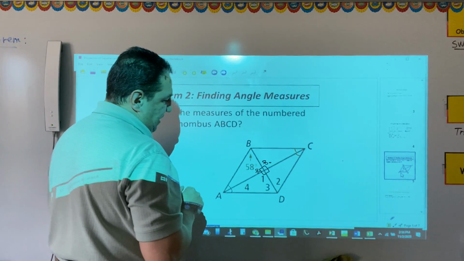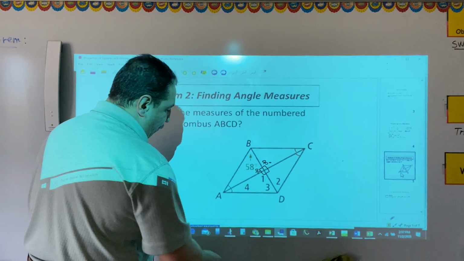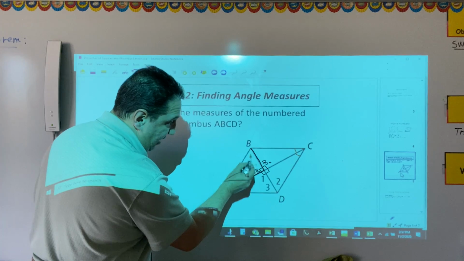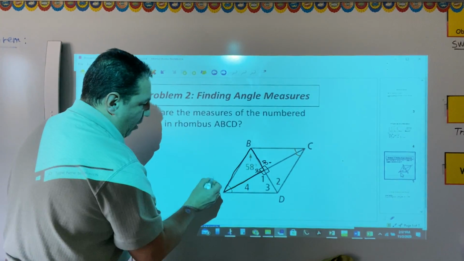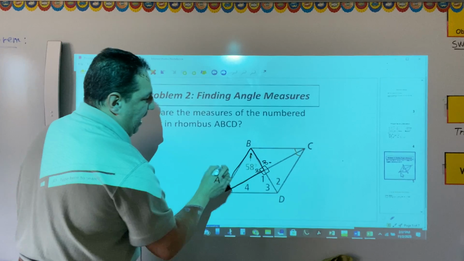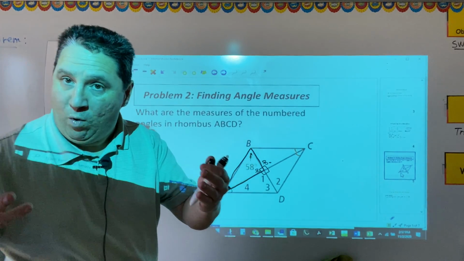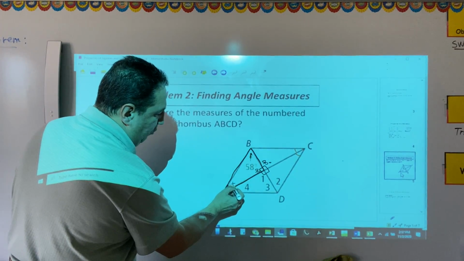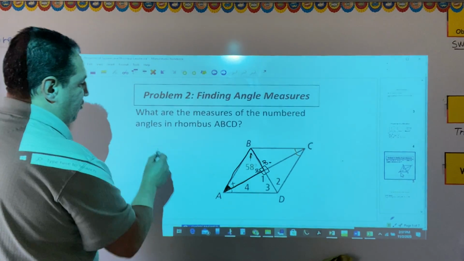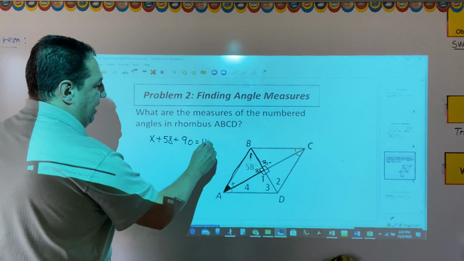First, we find this angle. To find this angle, we look at this triangle, which is a right triangle. Why? Because this angle equals 90 degrees. Now, we know this angle, which is 58. The other one is 90. We know the sum of angle measures of a triangle equals 180. Because we don't know this angle, let's denote it by x. Using the triangle angle sum theorem, we can write an equation: x plus 58 plus 90 equals 180.